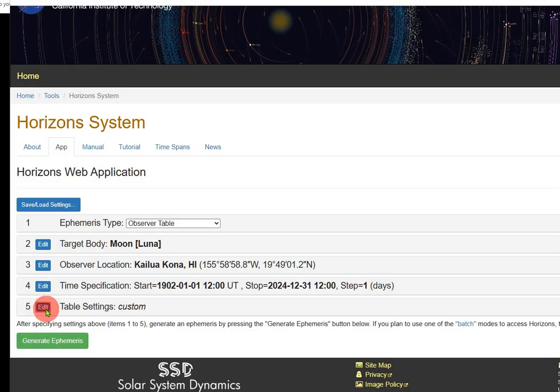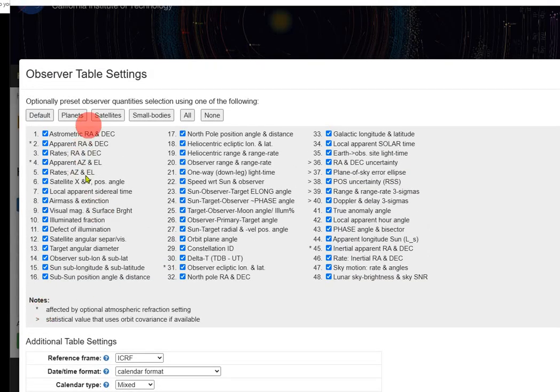And what this table put out includes all these columns of data: constellation ID, orbital plane angle, fractional illumination, visual magnitude, surface brightness, and range. This has the distance.